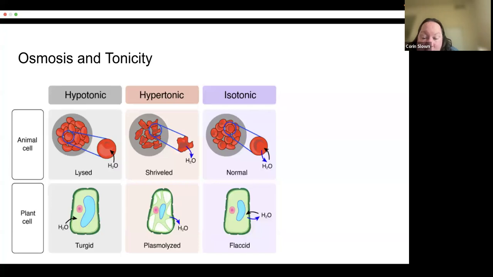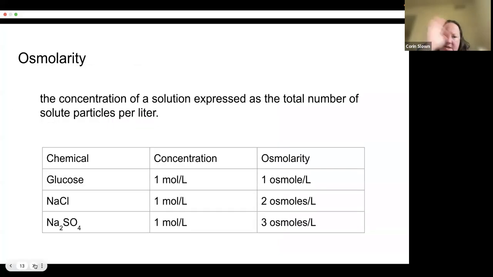And then isotonic is probably the space that folks are most familiar with, and that is really where you have net movement of water both in and out of the cell. And so when we refer to something as isotonic, what we're actually saying is not that there's no movement, but that the rate of the movement is into the cell and out of the cell in such a way that we have dynamic equilibrium.